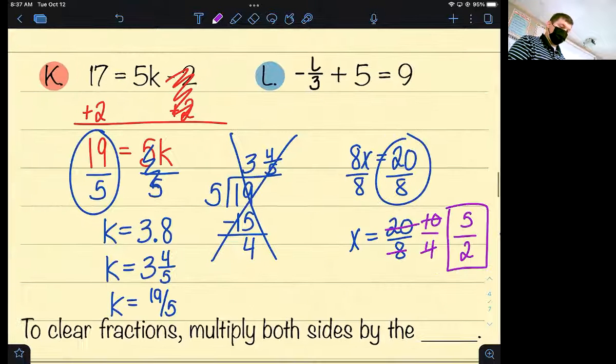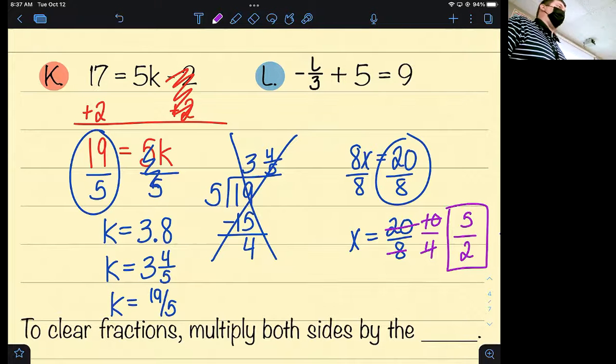Okay. So if you have one like that where the number you're dividing by does not go in evenly, you can just leave it as an improper fraction as long as your improper fraction is reduced. Don't leave it as 20/8 when it reduces. Here, this one didn't reduce. 19/5 is perfectly fine. If you want to go off to the side and you want to do the division and make it 3 4/5 or make it 3.8, that's also fine.